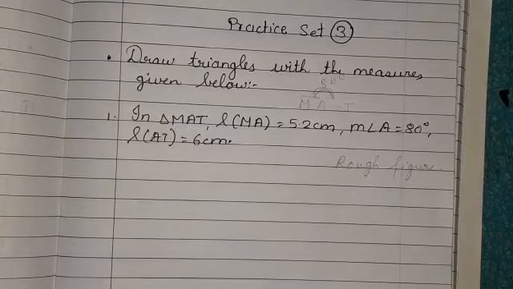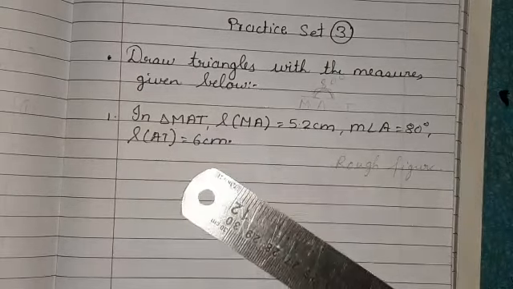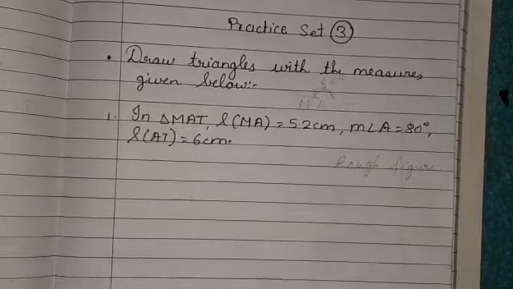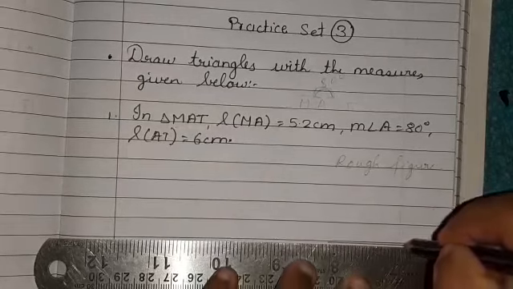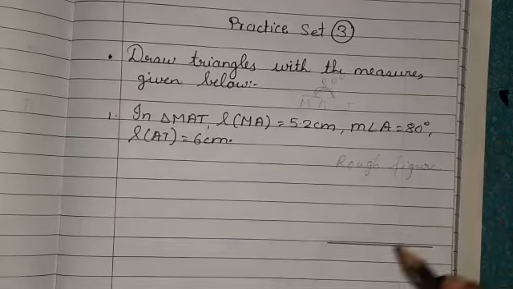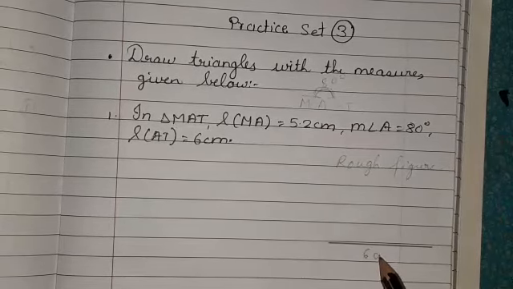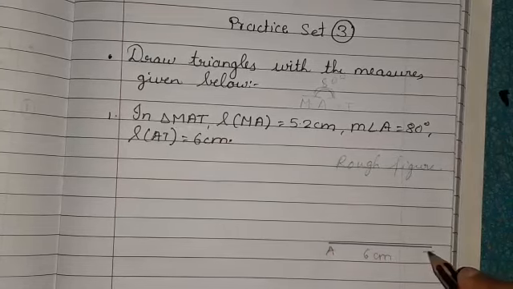Now we are having two measurements of sides, 6 centimeter and 5.2. Longest one I will take as a base. Okay, I am taking the longest one as a base and I have drawn one side. Are you able to see? Suppose this is 6 centimeter. Then I will write here 6 centimeter. This is AT.